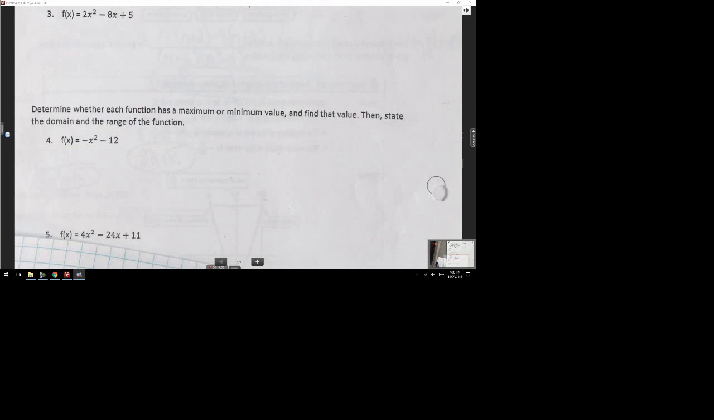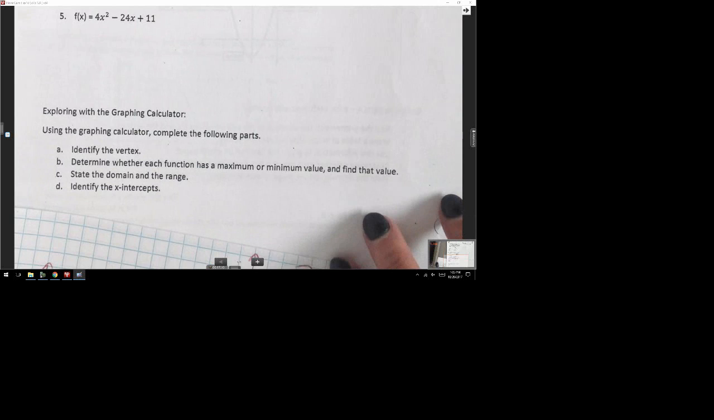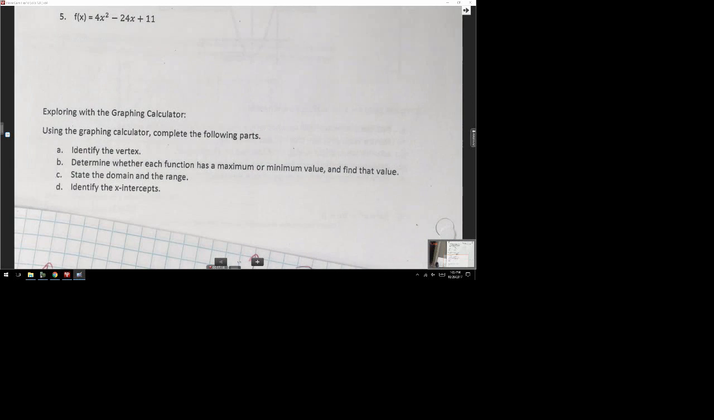All right. What about number 5? Max or min? Minimum. What's your axis of symmetry? 3. Positive 24 over 8 is 3. Very good. And when you plugged it in, what would you get? Negative 25.